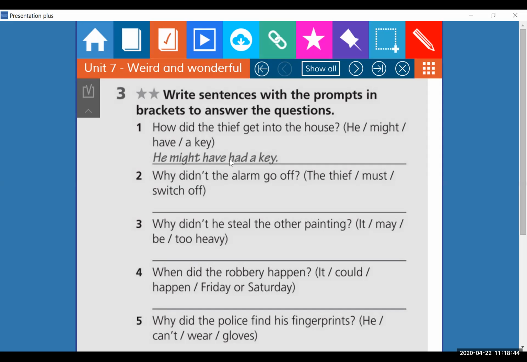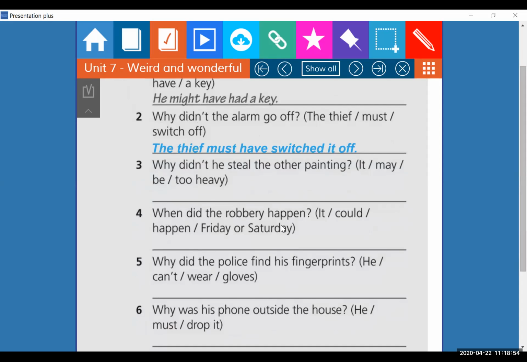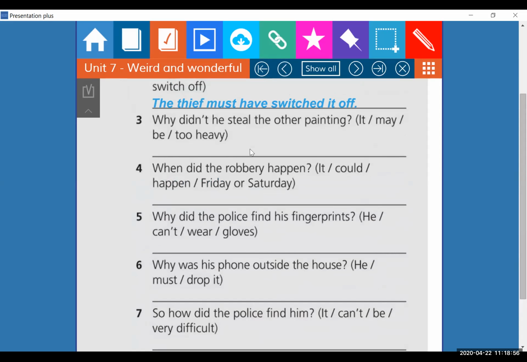Why didn't the alarm go off? The thief must have switched it off. And the third one: why didn't he steal the other painting? It may have been too heavy. Okay? We're talking about a possibility, one possibility.